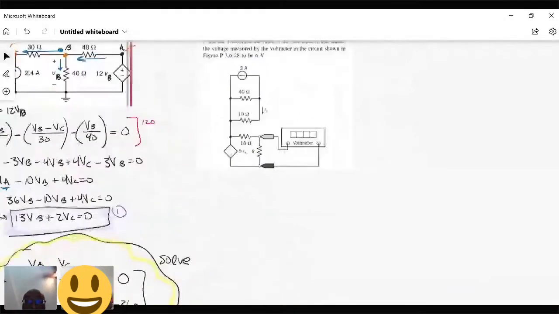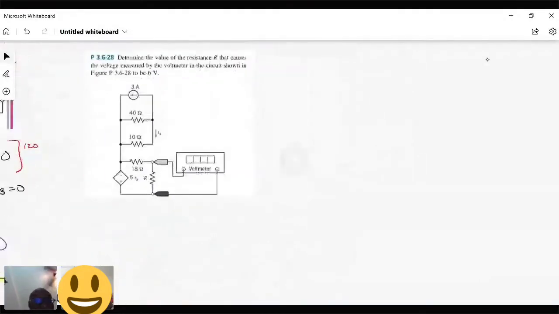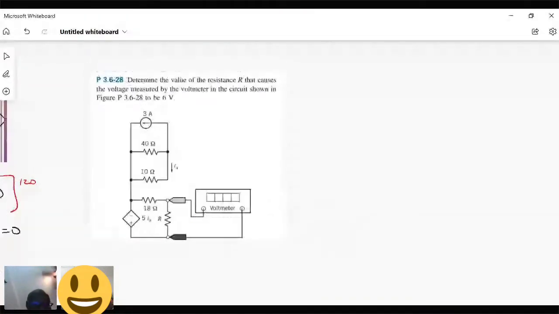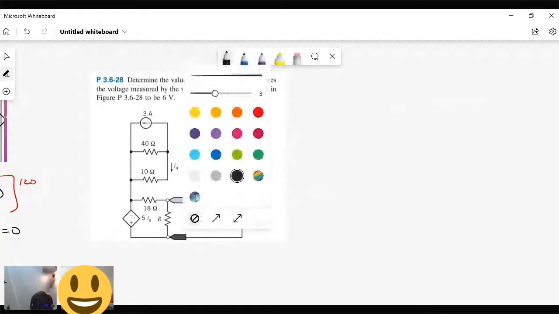Determine the value of the resistance R that causes the voltage measured by the voltmeter in the circuit to be as shown. All right, so something a lot of students mess up. They have to understand. Honestly, if you do this, you'll be better off. If you literally erase this, you'll be fine.